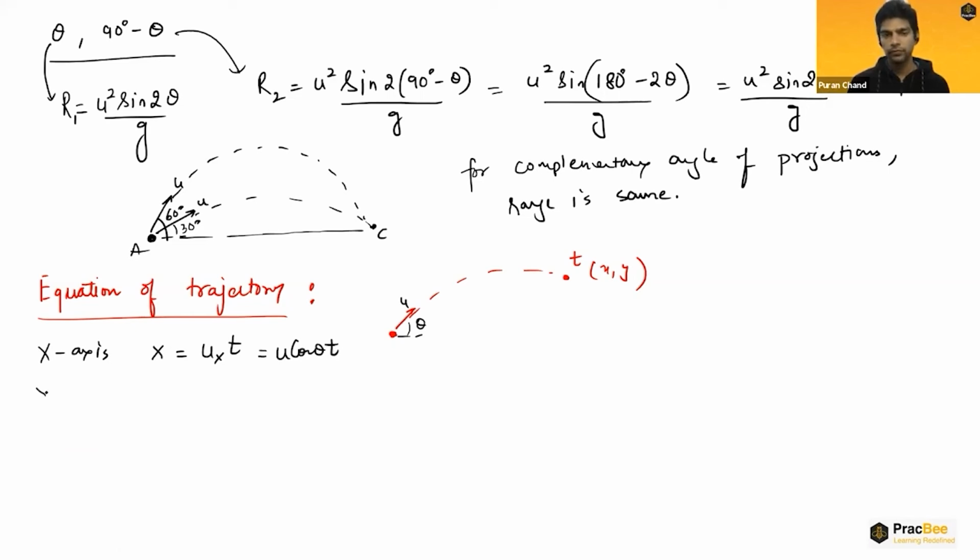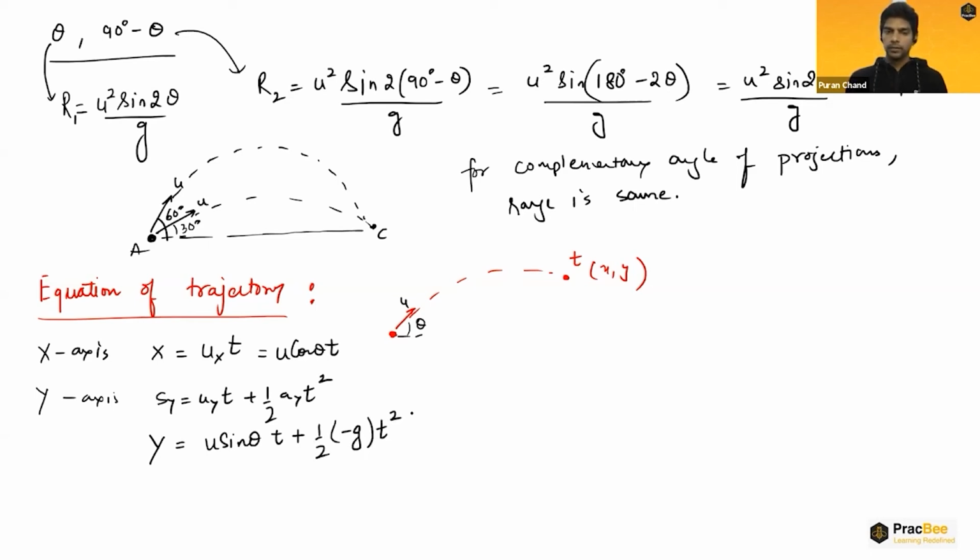So for y, displacement in the y direction, we can apply sy equals uy t plus half ay t square. Is it clear? Sy will be your y, uy is your u sine theta into t plus half ay, which is minus g, into t square. Now we want to find an equation which does not contain t. So now you can substitute the value of t from equation number 1 into equation number 2.